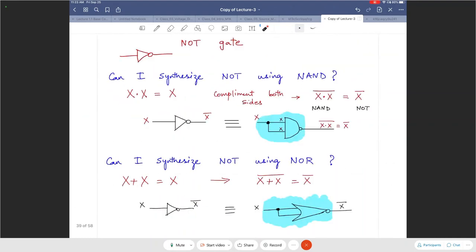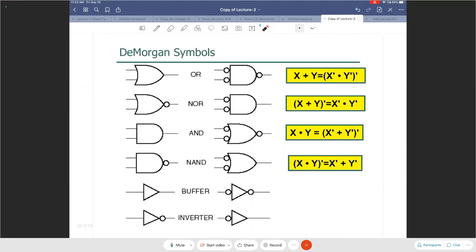All right, so let's see. Now let's come to this. This is a complete list of how the De Morgan symbols are related to each other. Some of these are directly from the Boolean algebra properties. For example, the first one: X OR Y is the symbol on the left. And this guy here, X complement NAND Y complement, is the symbol on the right. The claim is that they are both the same.